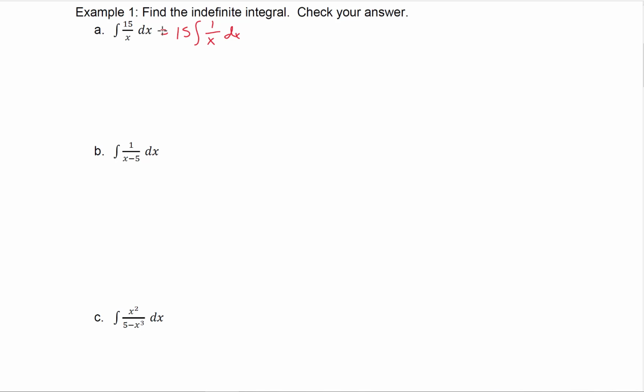So we know if it's the integral of 1 over x dx, then this is going to equal 15 times the natural log absolute value of x plus c. And we're done with that one. So now you know what's coming. You check your answer.